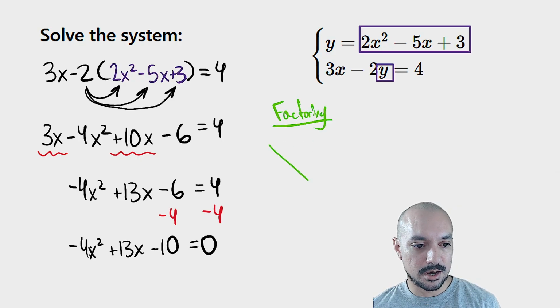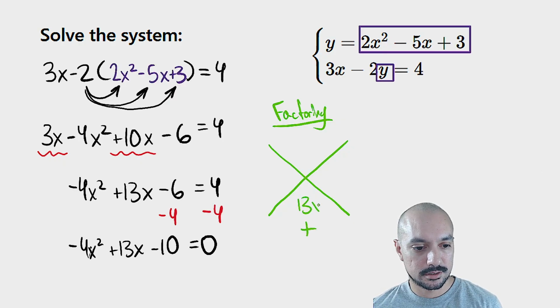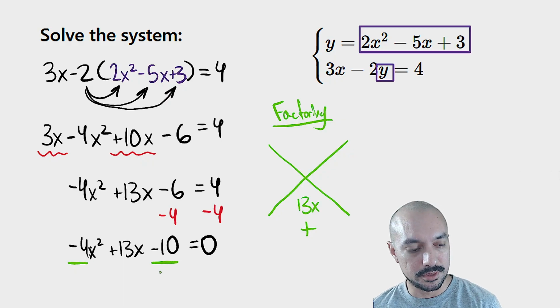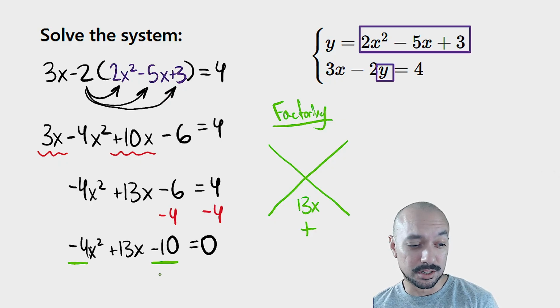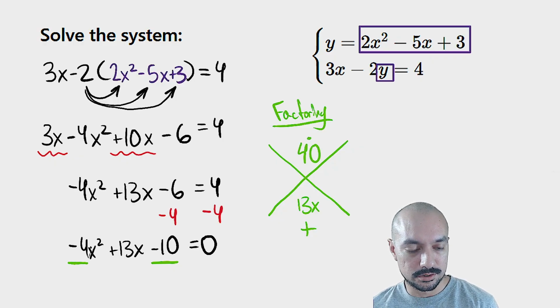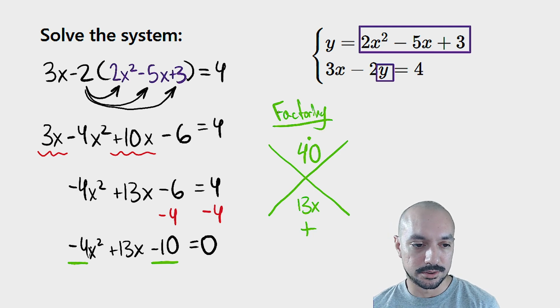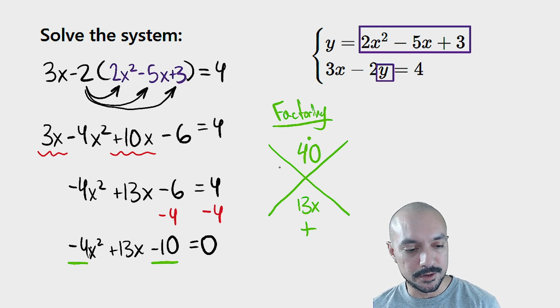So I'm going to set up my x grid to factor. We want to add to 13x. And we want to multiply to the product of the leading coefficient and the constant. So in English, that means we want to multiply to -4 times -10, which is 40. We want to find two numbers that multiply to 40 and add to 13x. So let me go ahead and think about what those numbers might be.